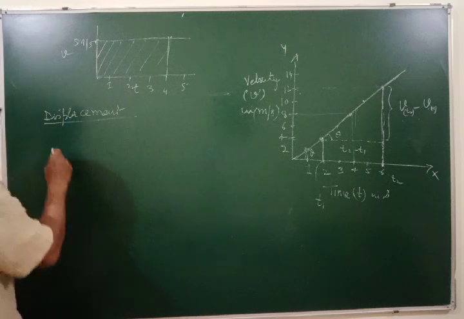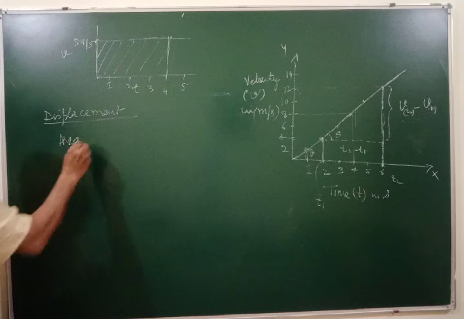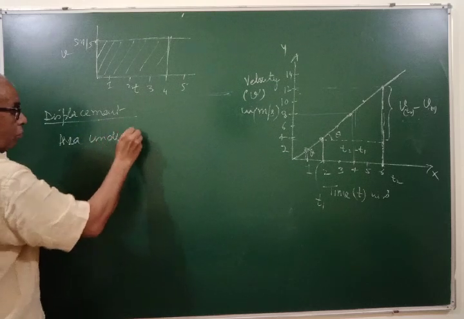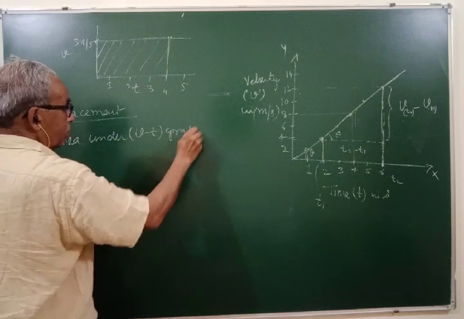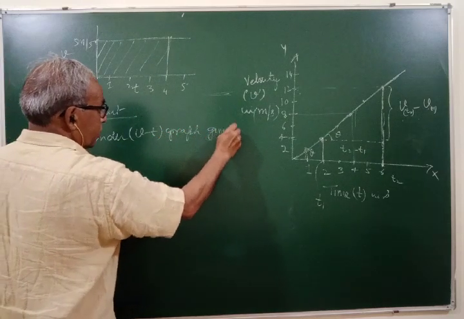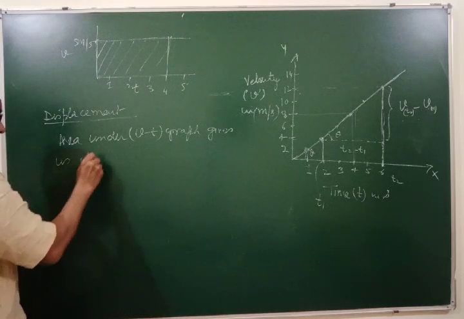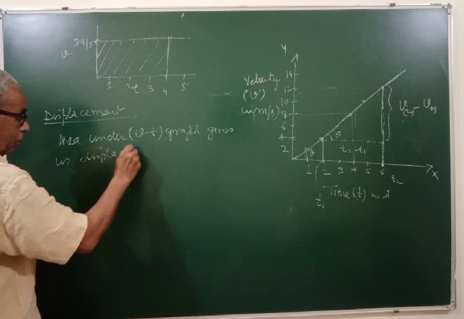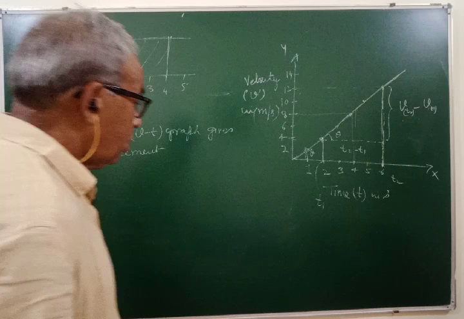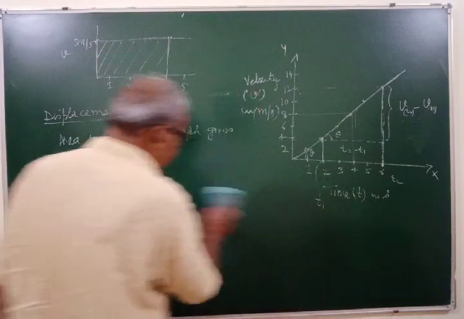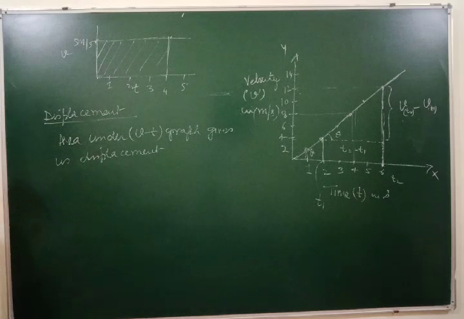So displacement. How to find displacement? Area under VT graph. VT graph gives us displacement. Actually displacement I told you is change of position, but if body moving in straight line, then displacement and distance are equal.